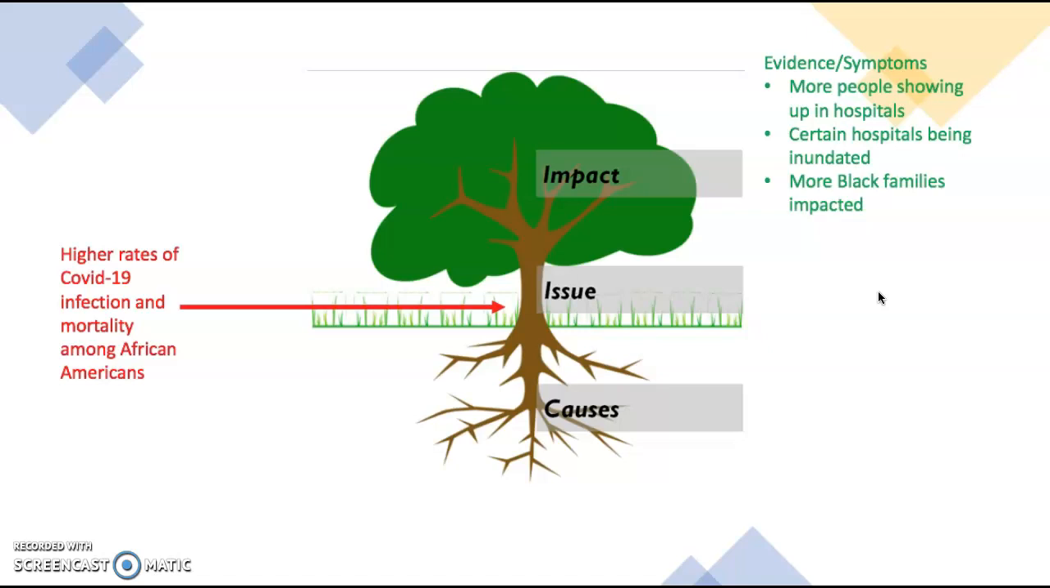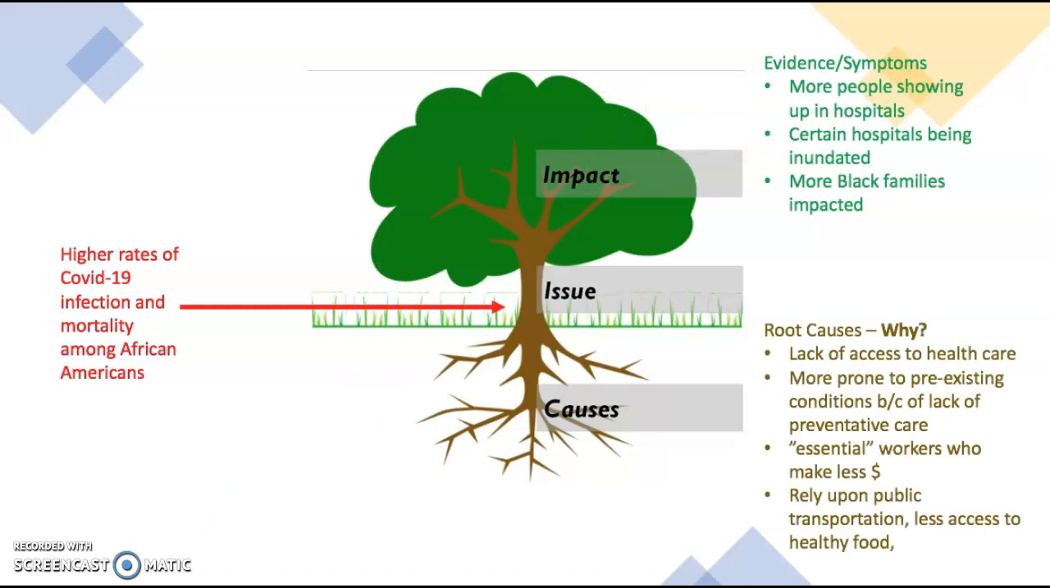And certainly we're seeing more people showing up in hospitals, more African Americans showing up in hospitals. We know that certain hospitals in certain parts of the country are more inundated depending on the size of the African American population that those hospitals serve. We're seeing more Black families impacted by the disease and by mortality rates. So we've got evidence. And there's certainly a lot of work that's being done to try to address those immediate symptoms and needs, making sure that we have more hospital beds available, making sure that resources are flowing to urban centers where we can anticipate higher rates of infection, right? Those would be examples of trying to address the need or the impact.